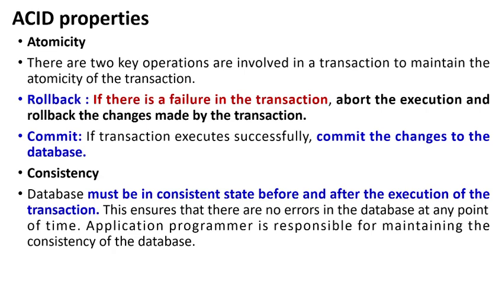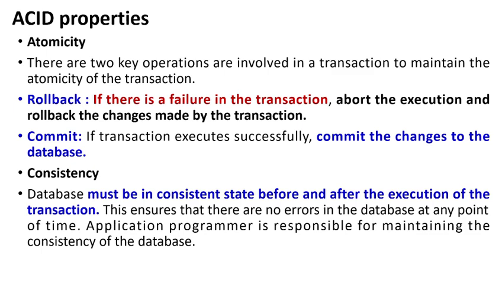So atomicity consists of the rollback function and the commit function. If there is a failure in the transaction, abort the execution immediately and roll back the changes made by the transaction. Or commit: if the transaction executes successfully, commit the changes to the database.